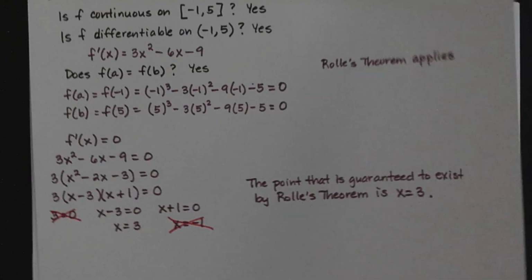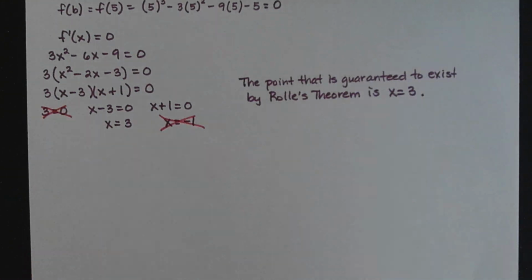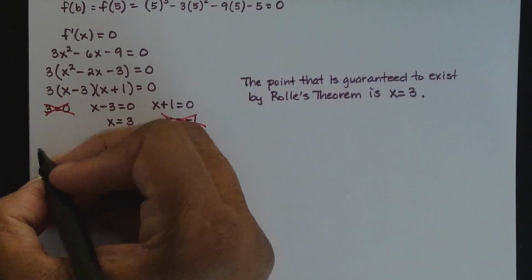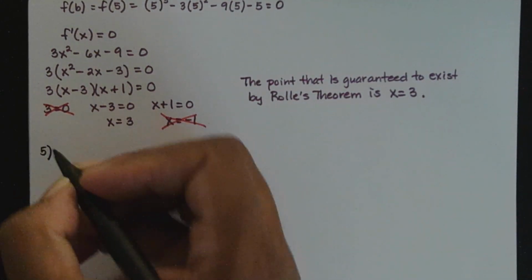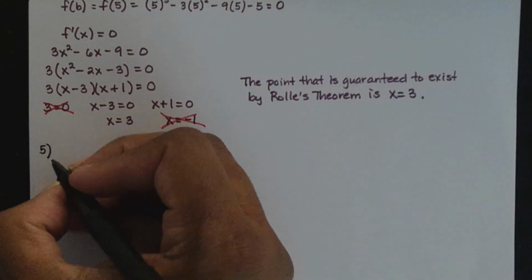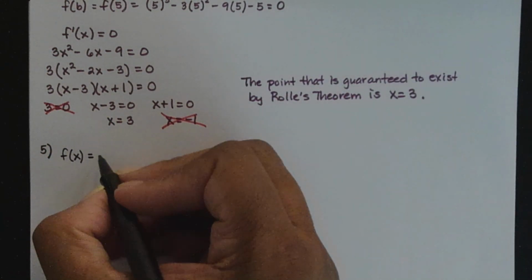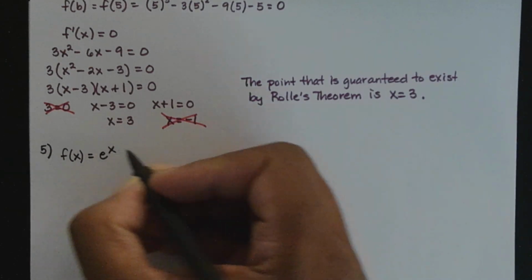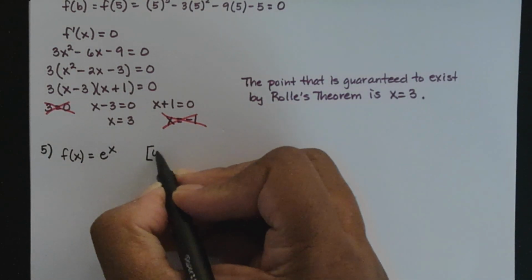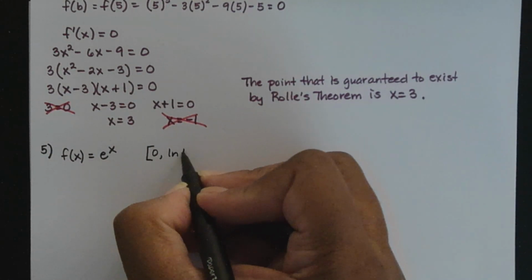So with that, there's only 2 questions that we have to ask ourselves. Is the function continuous on the closed interval? And is it differentiable on the open interval? And if that's the case, then the mean value theorem applies. So here, f of x is equal to e to the x. The interval is from 0 to the natural log of 4.